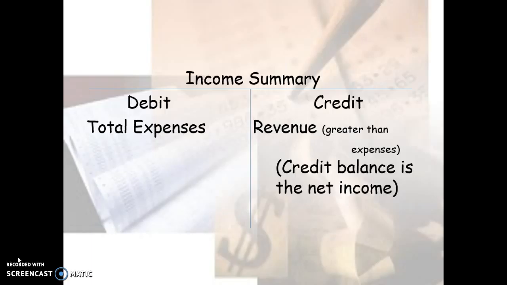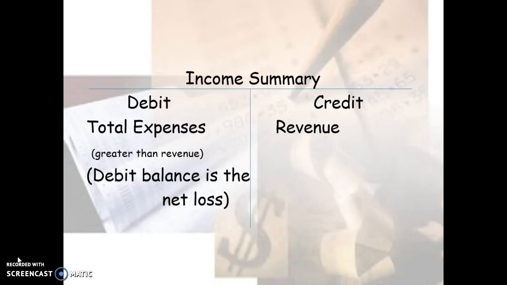So this should already be in your book of accounts. So if you just want to look at it, or if you want to put it in with your regular notes, that's fine. But this is something we should already have from last semester. So we have our income summary. The debit side should be for our total expenses. And then our credit side would be our revenue. So this would be when our revenue is greater than expenses, and that would mean we have a net income. And then the opposite, if we have a net loss, still total expenses go on the debit. And in this situation, the expenses are greater than the revenue, therefore our balance would be on the debit.